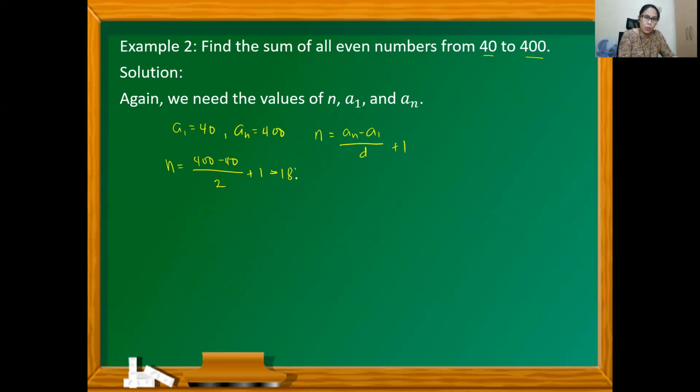So we have 181 even numbers from 40 to 400. We can now solve the sum of these 181 even numbers. We have 181 times the quantity 40 plus 400, all over 2. So all in all, we have 39,820.